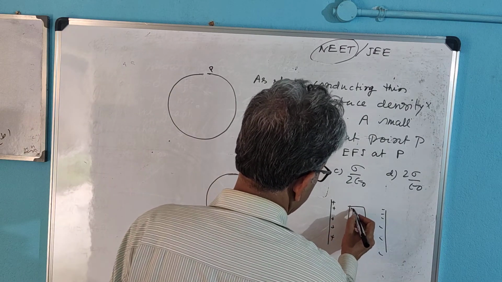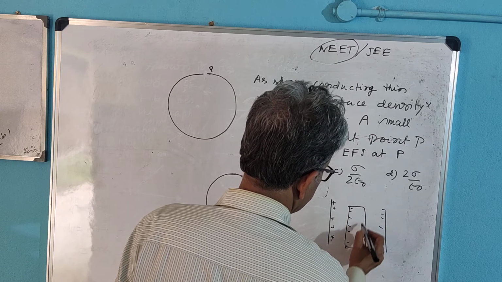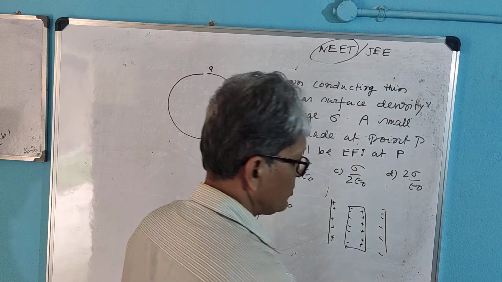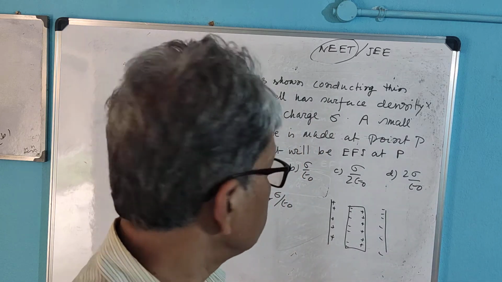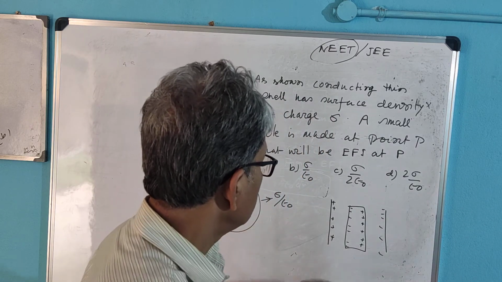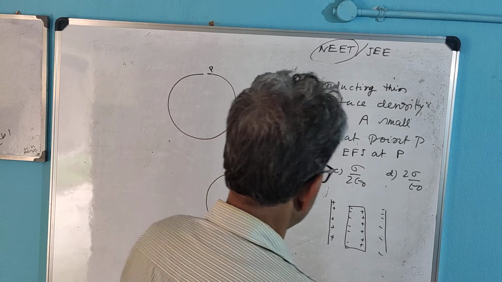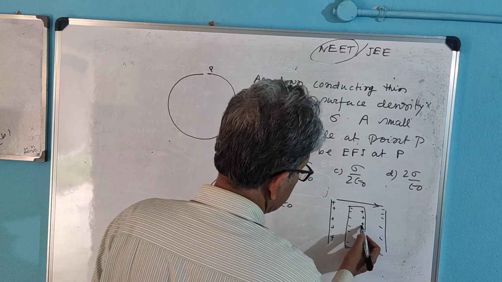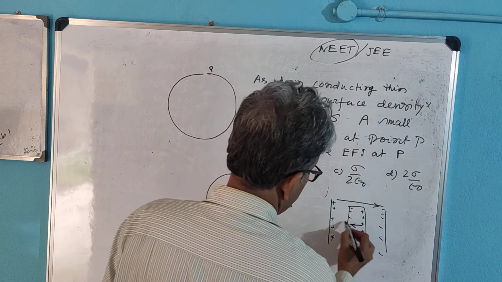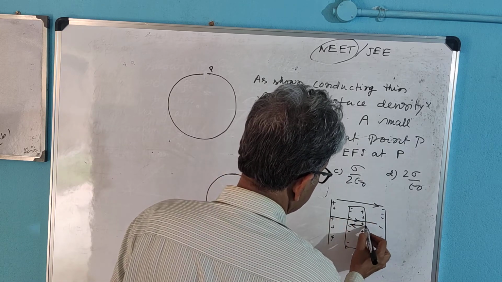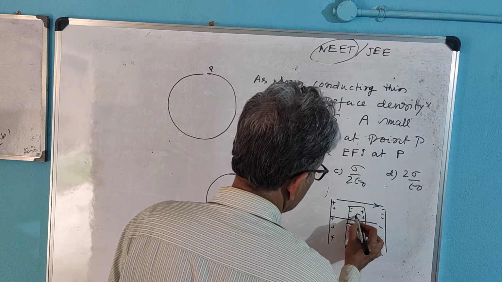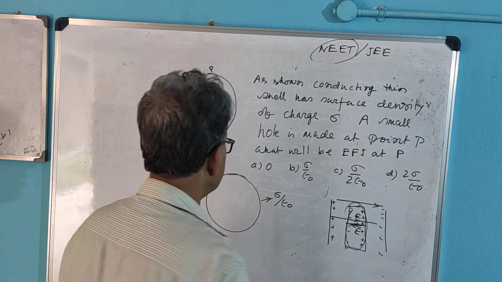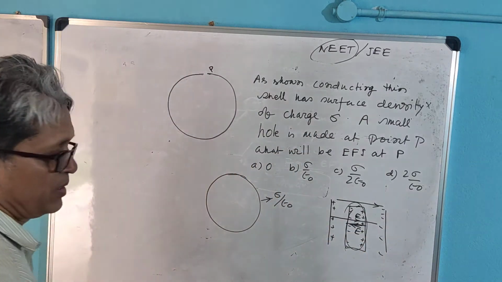What will happen? Negative charge will be collected here, positive charge will be collected there. As this is metallic, there are innumerable electrons, no dearth of electrons. So this field will be neutralized by this field, and this field and this field will cancel out. It is also E, it is also E. So there is no electric field. Similar is the case here.